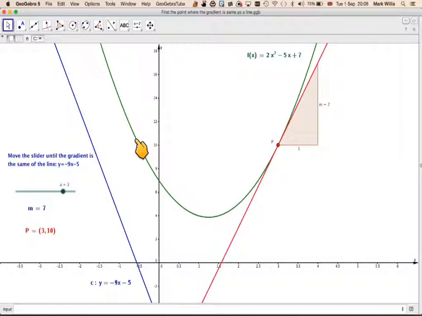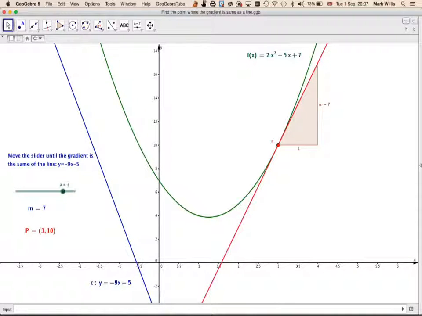So here I have the curve. This is a curve 2x squared minus 5x plus 7. And here, the blue line, I have y is equal to minus 9x minus 5. Here I have a tangent drawn at a particular point P, and currently the coordinates of P are 3, 10. And what I need to know is, will this tangent be parallel to this line here?